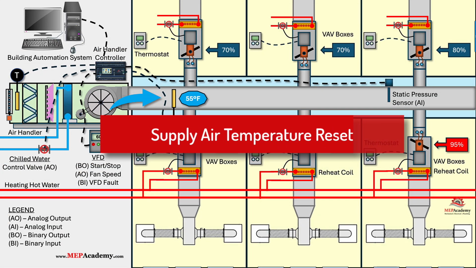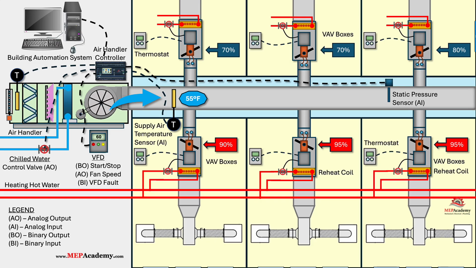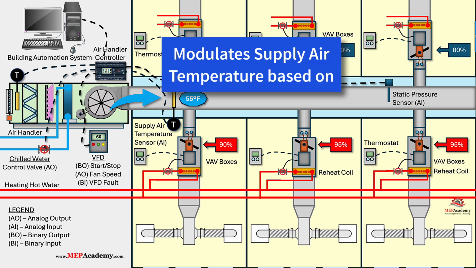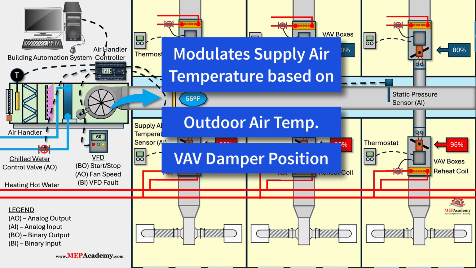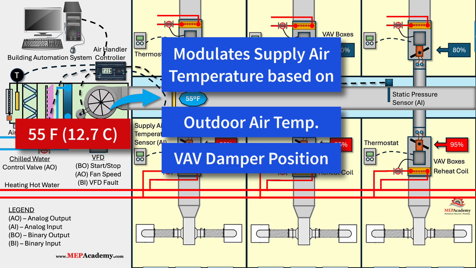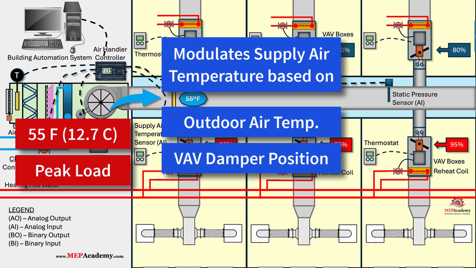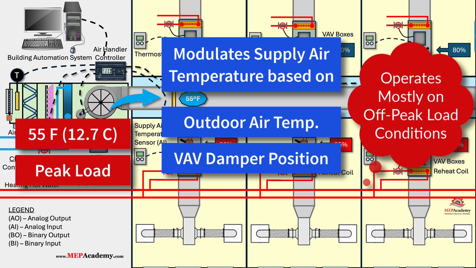In an air handler serving VAV terminal boxes, the SAT reset strategy dynamically adjusts the temperature of the air supplied to the duct system during part load conditions. Instead of maintaining a fixed SAT of 55 degrees Fahrenheit, 12.7 degrees Celsius, the system modulates this temperature based on real-time building conditions, such as outside air temperature and damper positions. The 55 degrees Fahrenheit, 12.7 degrees Celsius, is required to meet the peak load, but the building operates more often at less than peak demand during milder weather.